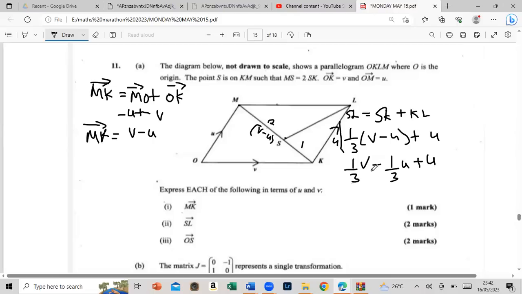So these are only like terms, so we'll put them back together. It's going to be 1/3 V, and then it's like you're saying 1 whole U minus 1/3, which is going to give us positive 2/3 U. And that is worth 2 marks. Let me just put things in perspective. This one is V minus U, as I showed you already. And from S to L is going to be 1/3 V plus 2/3 U.